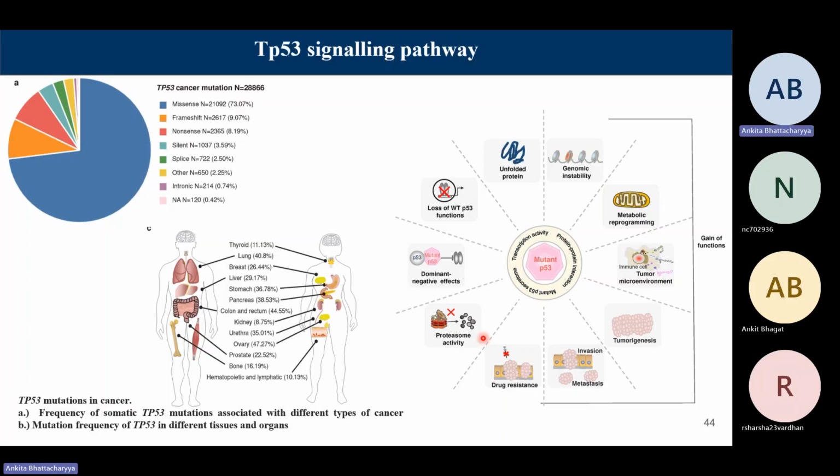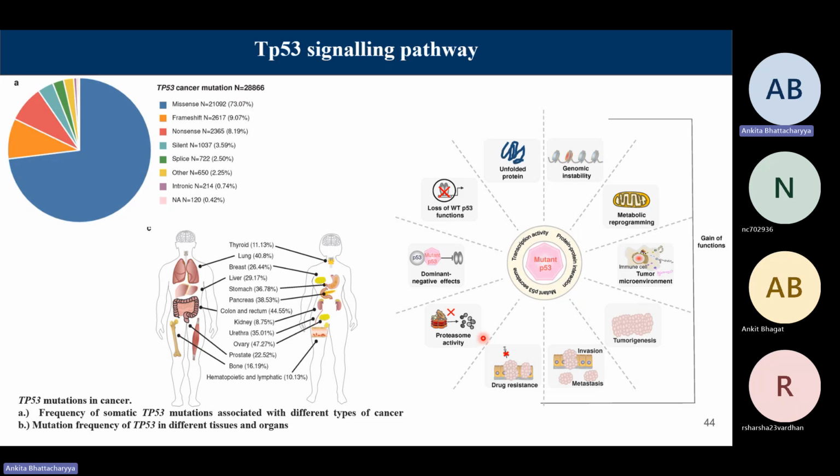So they showed you how abundant the TP53 mutations actually are. You can see missense to be present, I think, in most individuals. Then frameshift, non-shift, silent, splice mutations, etc. come much later.